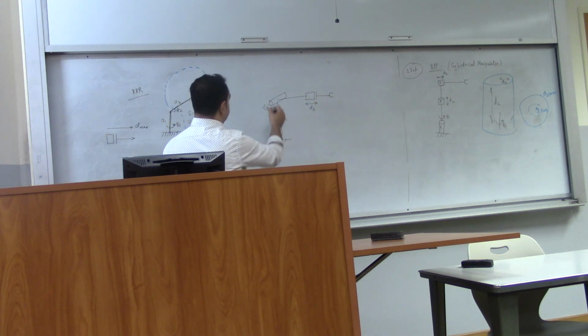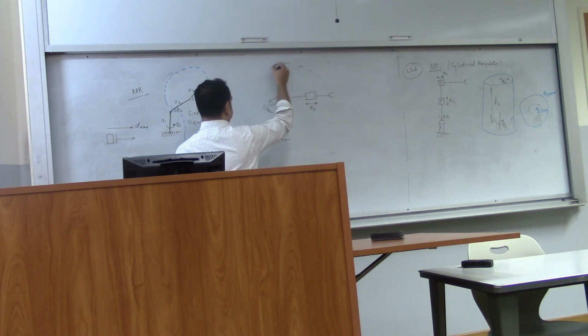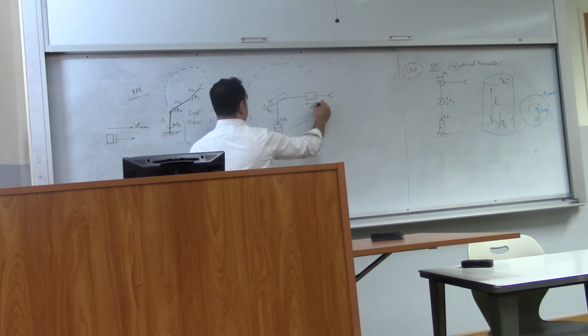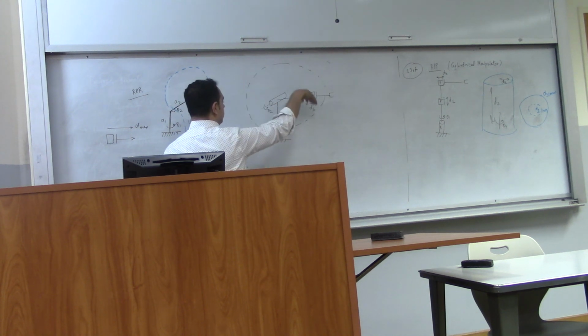So basically, this is going to generate a circle. When you rotate this joint like this, it will generate a circle.